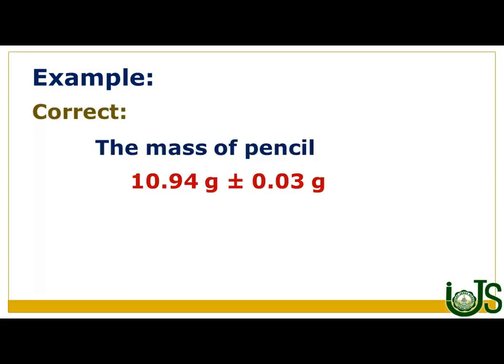So for example, your mass of pencil is 10.94 grams. So since ang measured value given is 10.94 grams, kailangan susundin mo talaga ang exact measurement niya. Pero when it comes to its given uncertainty, which is positive negative 0.03 grams, kailangan yung kanyang decimal places ay the same sa decimal places ng measured value. So this is the correct way of writing your final answer. 10.94 grams, positive negative 0.03 grams.